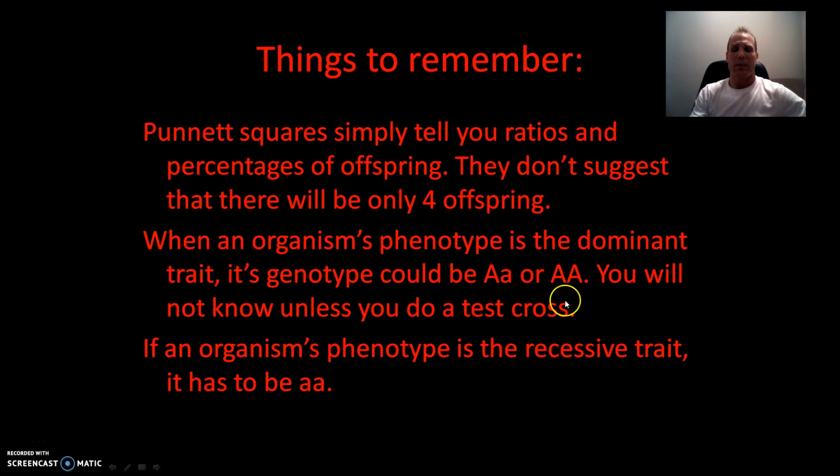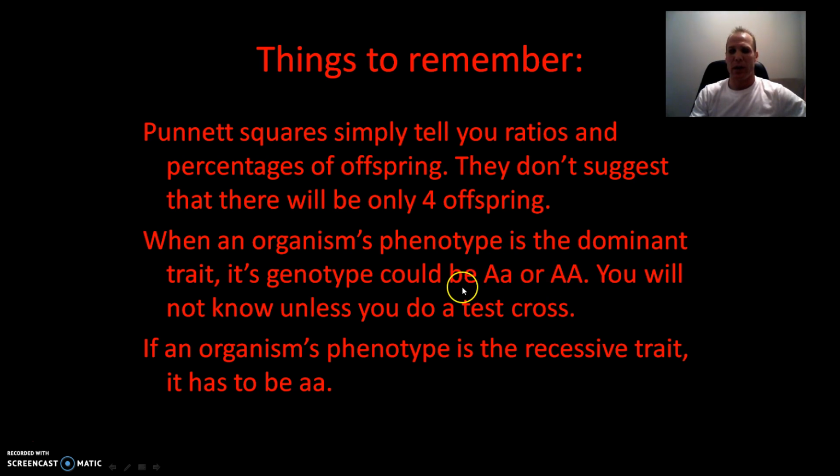So let's kind of think about a few things here, what we learned on those Punnett squares. They simply tell you ratios and percentages of offspring. They don't tell you what the offspring are going to be. Punnett squares simply tell you the ratios and percentage of offspring. They don't suggest that you're only going to have 4 offspring. Nothing like that.